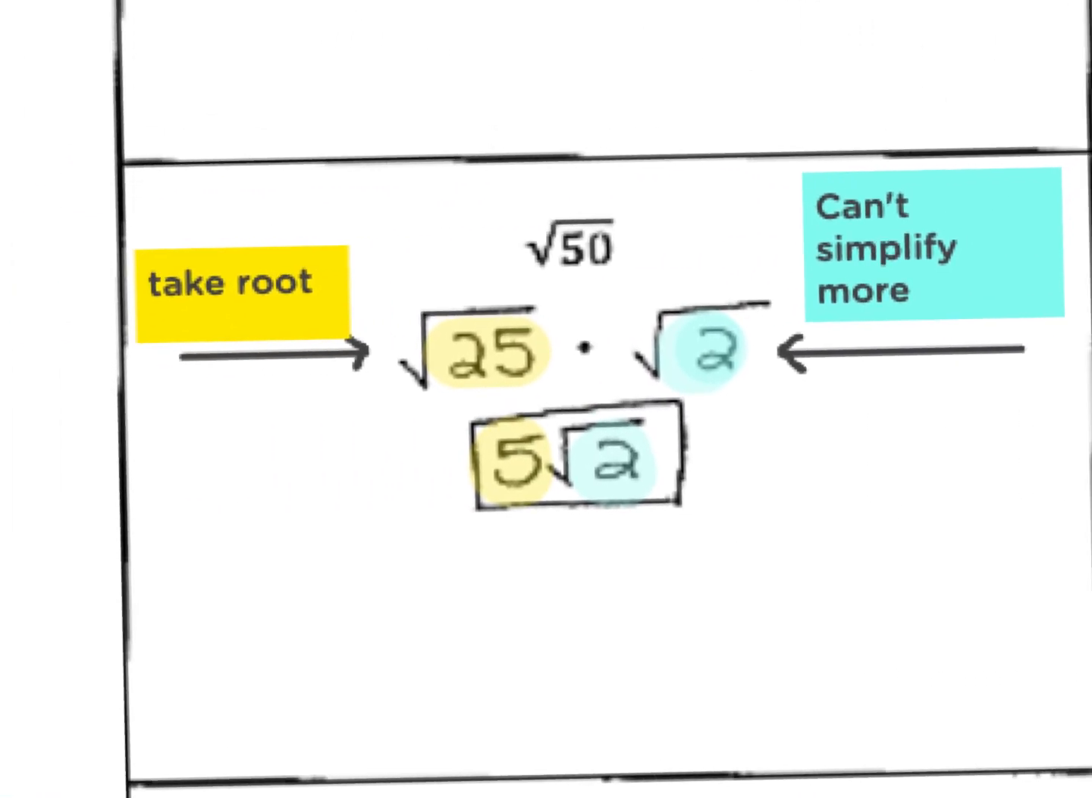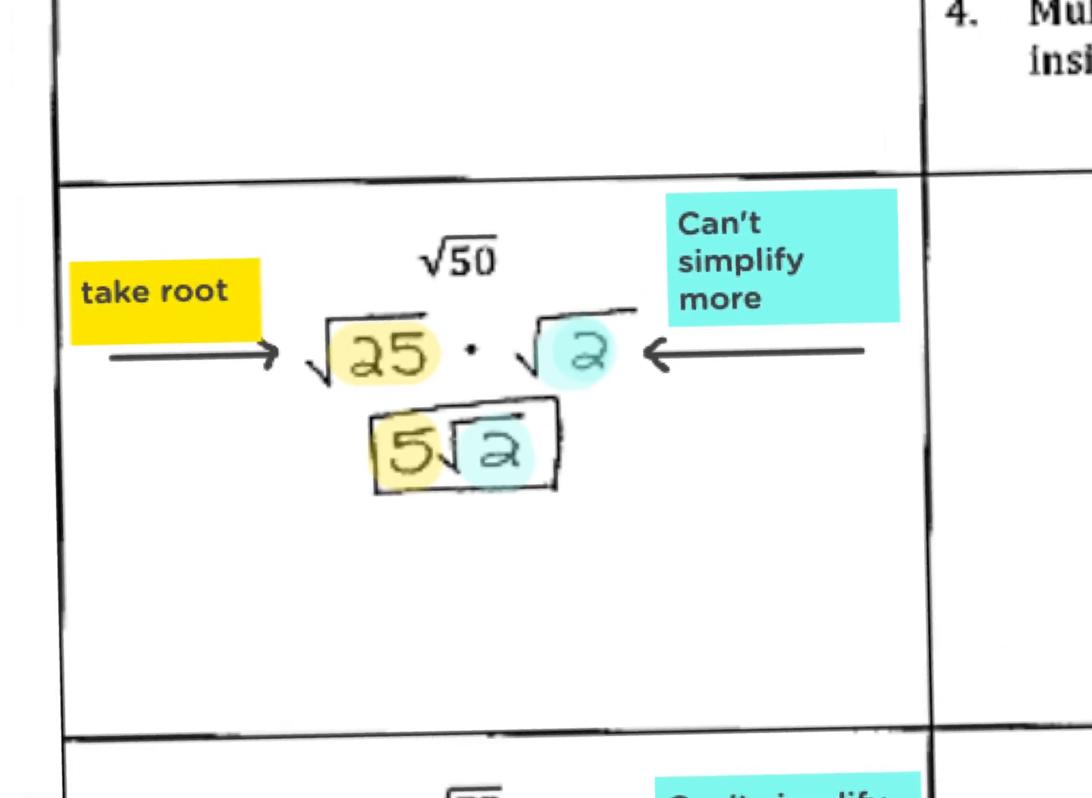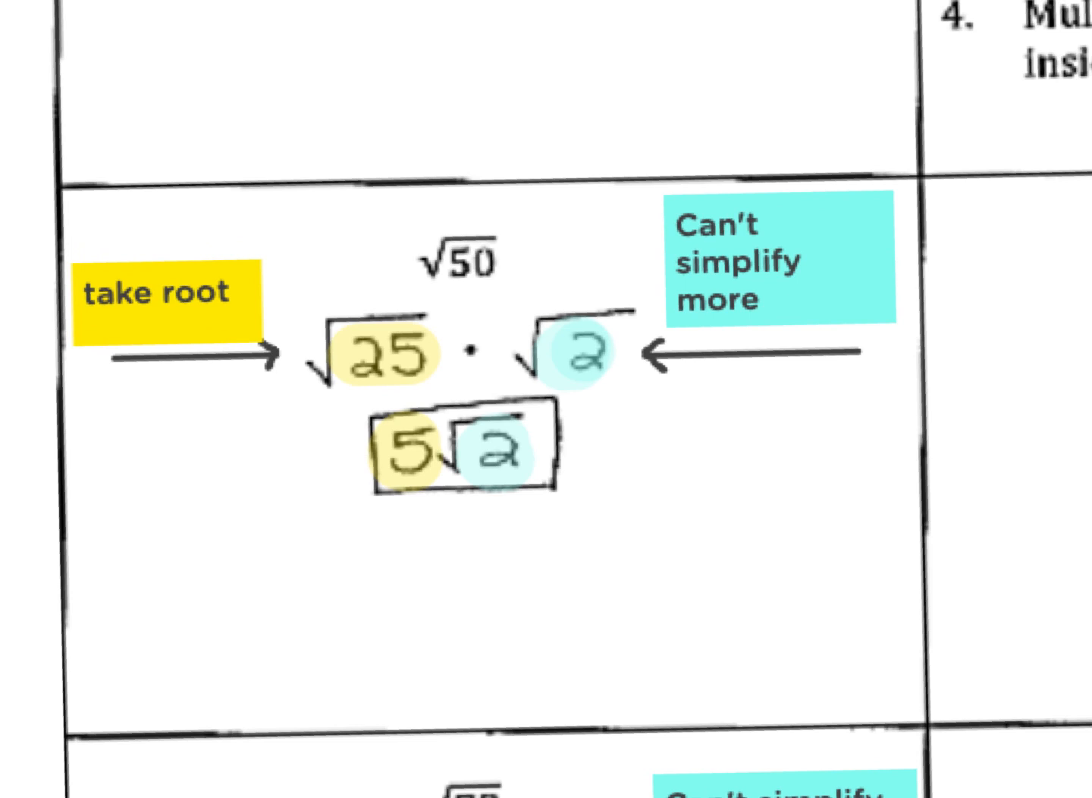The problem with method number 1 is that you have to know your perfect squares, because what you do is look at 50 and say, well, 50 is not a perfect square. But what is a perfect square that is a factor of 50? 25. So this is why some people don't like this one, because you got to know your perfect squares, but you really got to know them anyway. And again, you've got that page of your notebook where those are all listed out for you.